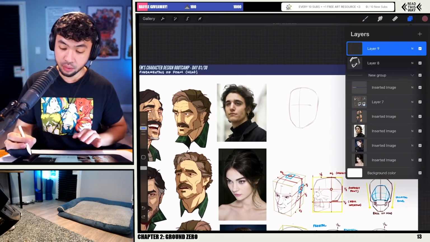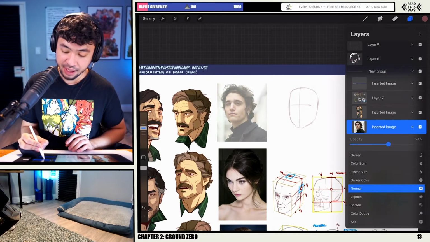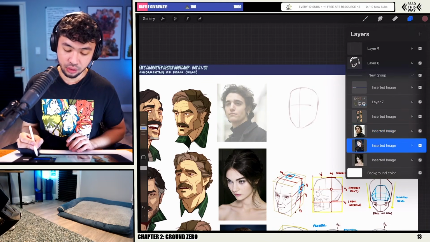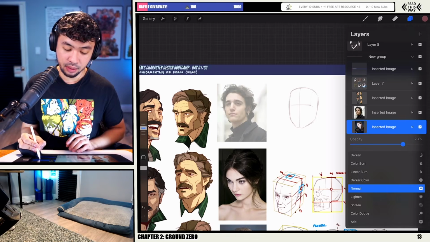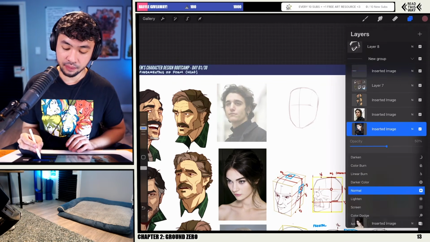But let me actually lower the opacity of these reference images a little bit here, so I can show you guys what I mean by some of these planes and shapes.